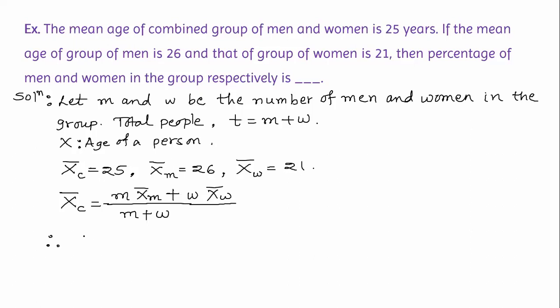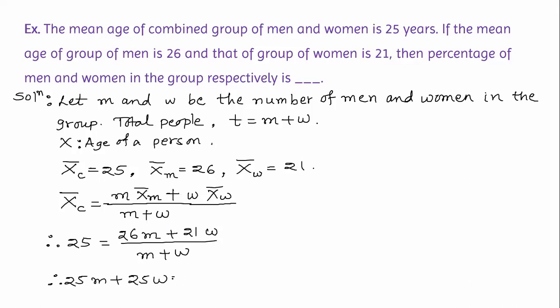So let us put whatever we have. The mean age of the combined group of men and women is 25. So 25 is equal to M into XM bar, which is 26, plus W into XW bar, which is 21, divided by M plus W. And therefore, cross multiplication: 25M plus 25W is equal to 26M plus 21W.